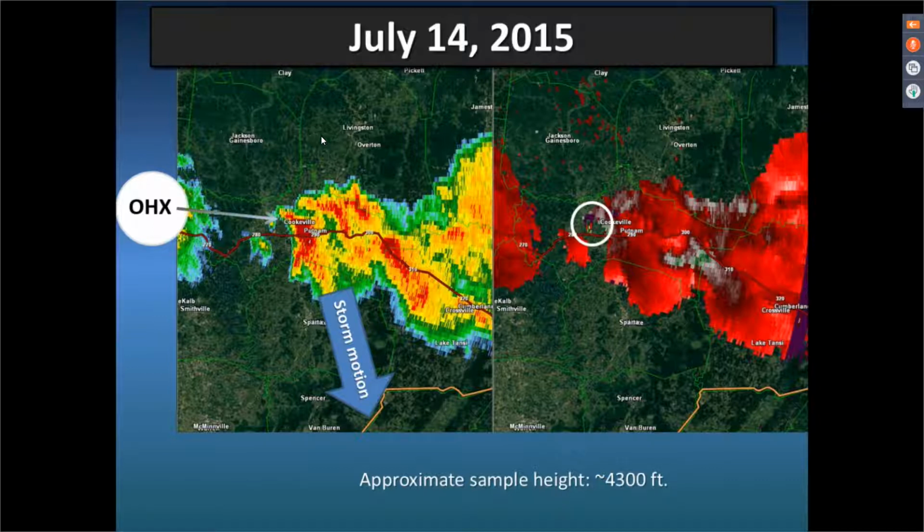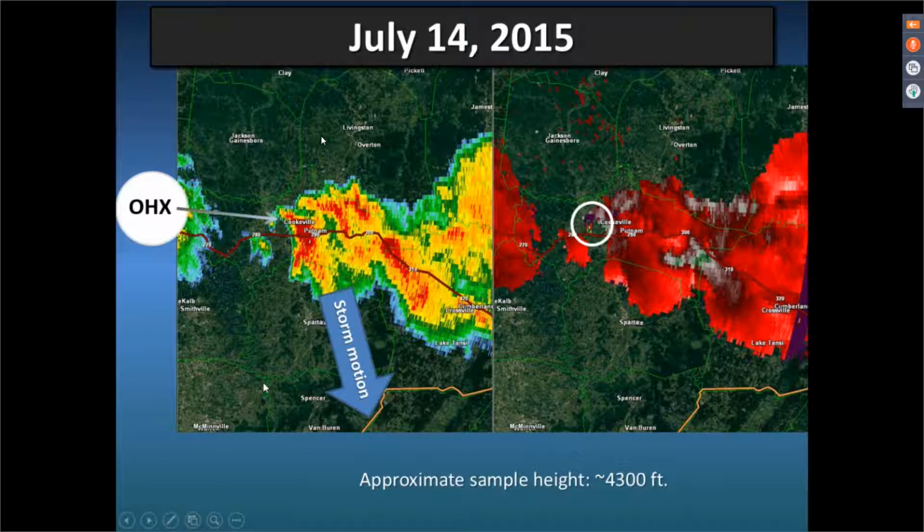So right here in the center of the screen is Cookeville, and you can kind of see this hook echo of this storm just west of Cookeville. The radar beam around Cookeville is about 4,300 feet above the ground. But because this storm is moving almost due south, it's moving perpendicular to the radar beam. So we're not really able to see much in the white circle as far as the winds or the velocity are concerned. We're not able to see that very well because it's moving perpendicular.